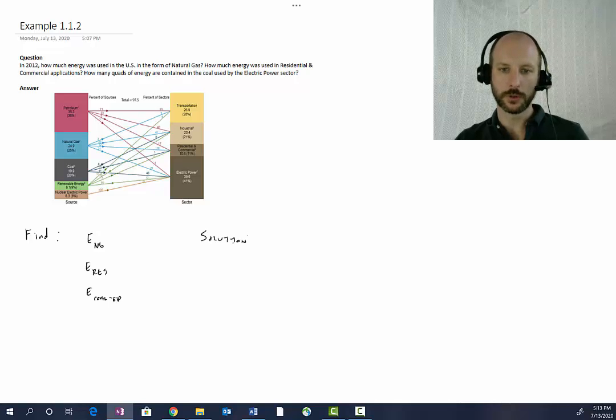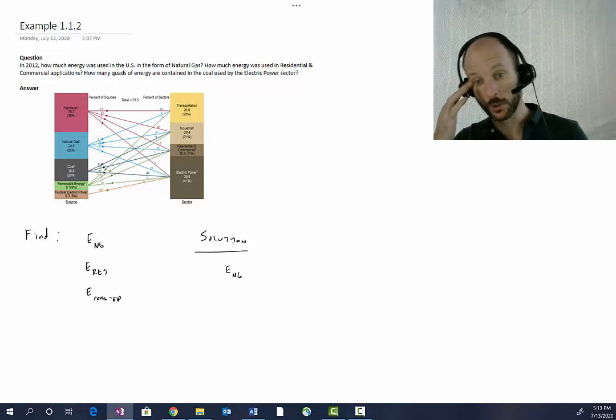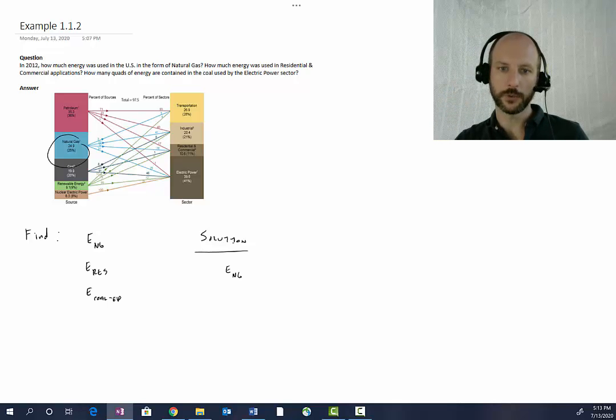So this is the solution method for this. It's pretty straightforward. We just have to read from the chart, or from the image if you want to call it that. So the natural gas, we just read from it. We see that under the words natural gas it says 24.9. So that's 24.9 quads of energy used in 2012 in the form of natural gas. That's all sectors of the economy combined, 24.9 quad.